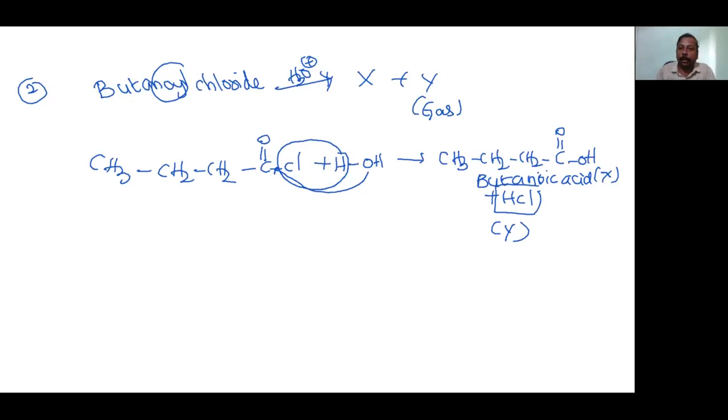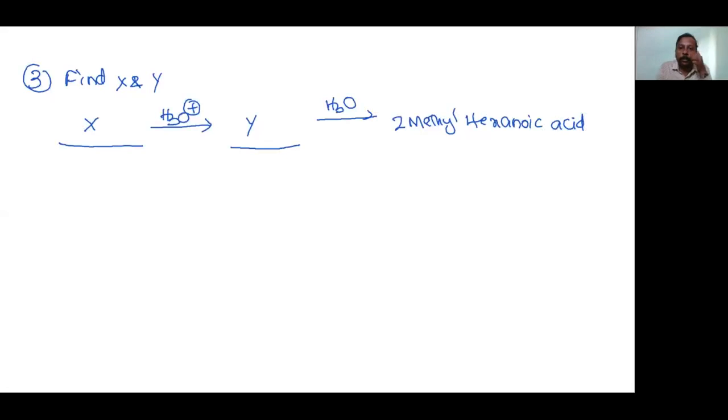Okay, now let's see the next one. Now here in this question you are given with product, you have to find out the reactant. We want 2-methyl hexanoic acid. For that what should be the X value, what should be the Y value. That IUPAC name you write, then it is sufficient.